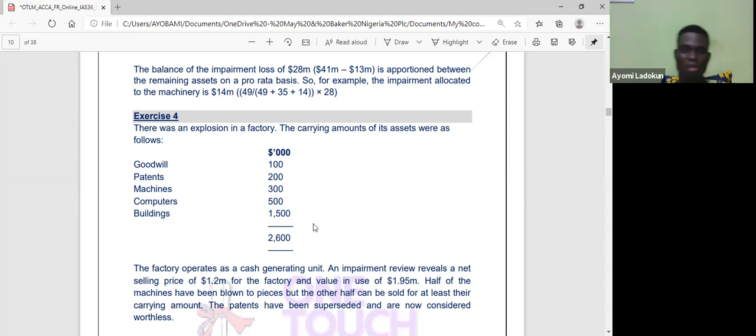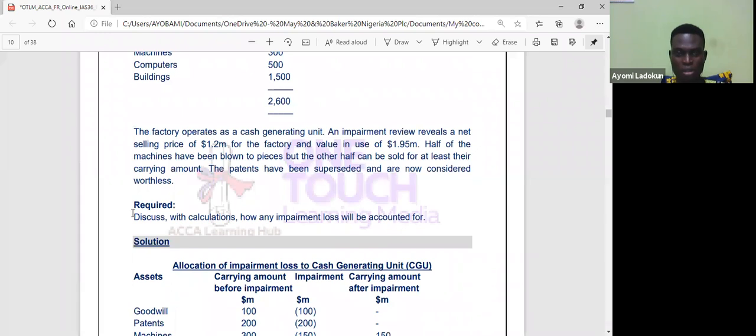Let's look at one more question. There was an explosion in a factory. The carrying amount of the assets was this. Required: discuss with computations how any impairment loss will be accounted for.